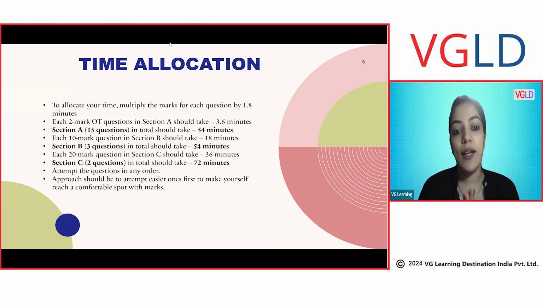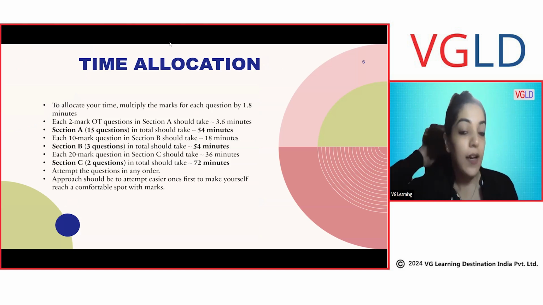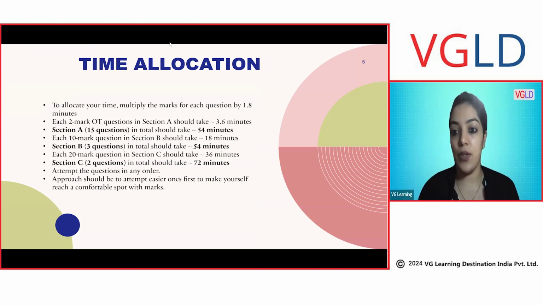3 hours. So I can say 3 hours or 180 minutes, 3 into 60 minutes in each hour. That is 180 minutes. And what is the number of marks that you have to attempt for? 100. So can I say each mark on an average should take 1.8 minutes? 180 divided by number of marks. So 1.8 minute per mark.